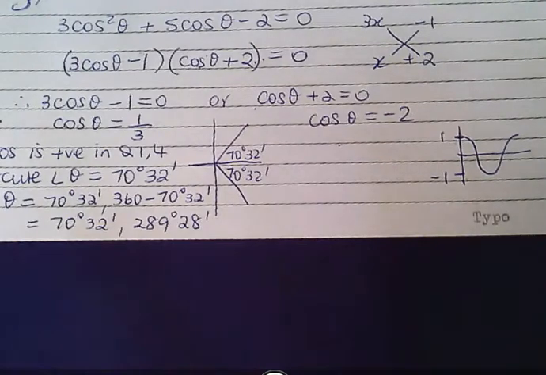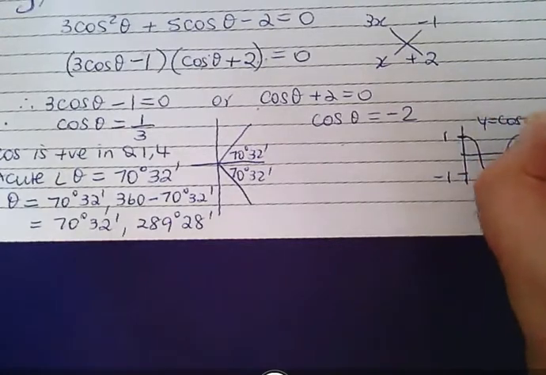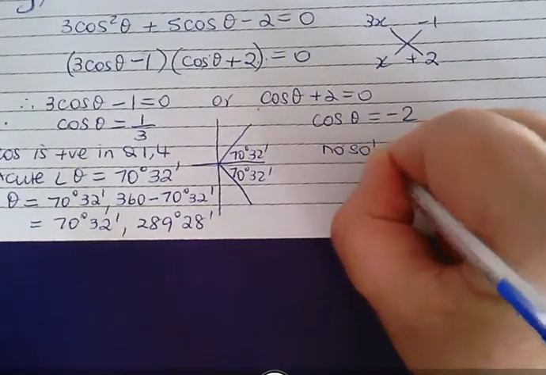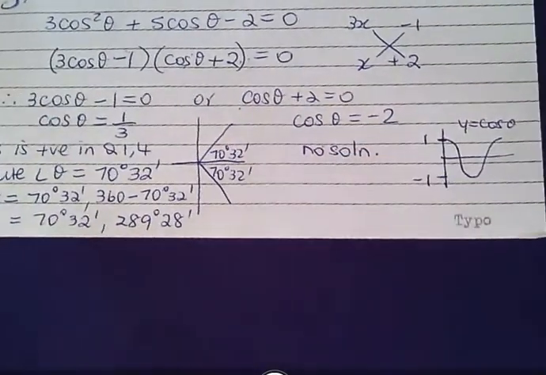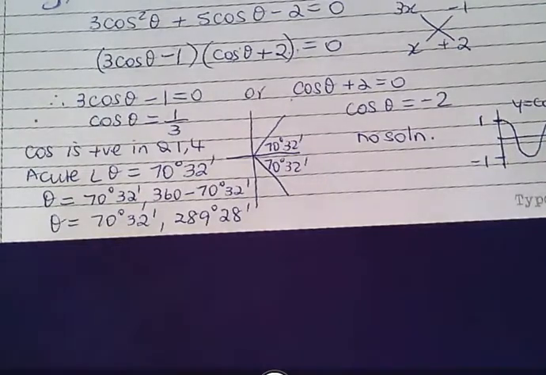Cos of whatever always lies between negative 1 and 1. So we know, we draw the cos curve. There's no solution to cos theta is negative 2. It just never happens. So these are your answers. Only 2 answers: 70 degrees, 32 minutes, and 289 degrees, 28 minutes.